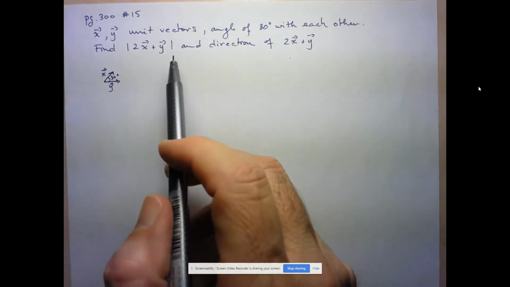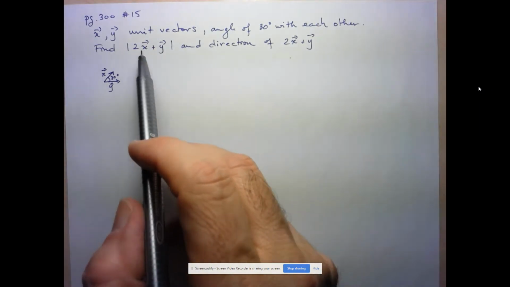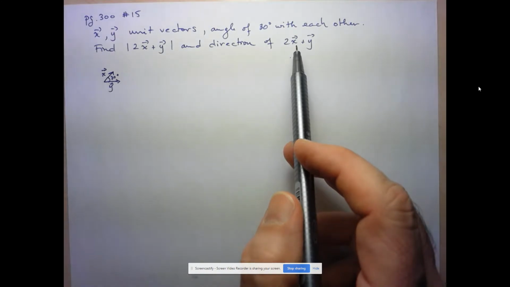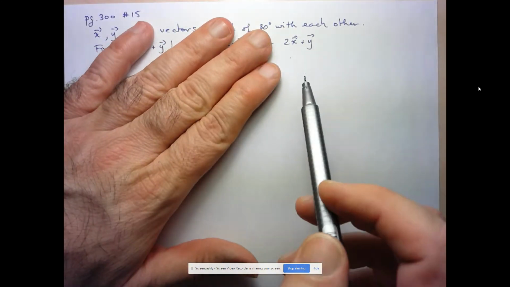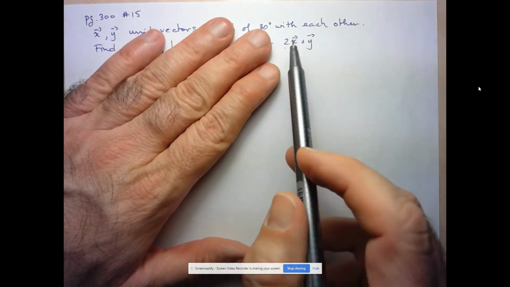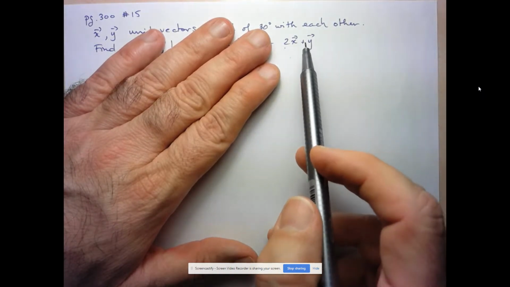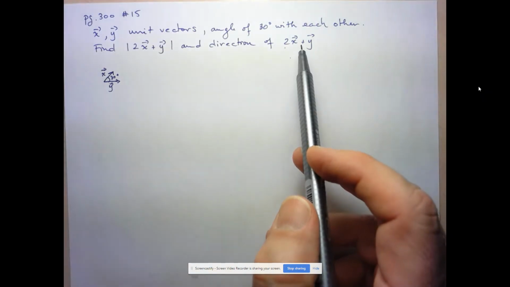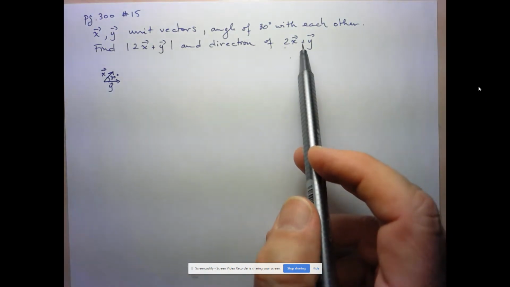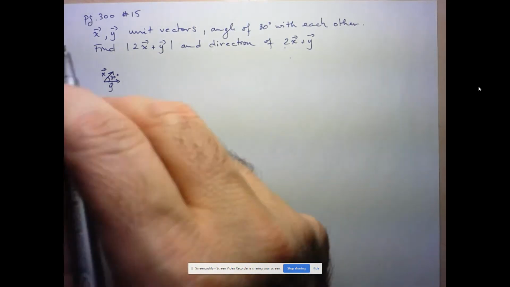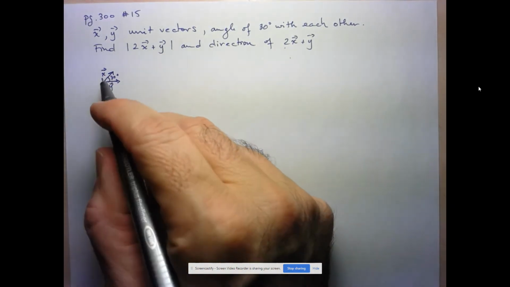Now, it's an odd way of asking the question. They specifically ask for the magnitude of this vector and then the direction of this vector. If they had just asked, find the vector 2x plus y, it would be assumed, since that gives us a vector, that you would be stating both the magnitude and direction. Here they're just asking for it individually. Okay, so I'll start by drawing a picture, and I'll draw it a little bigger here.